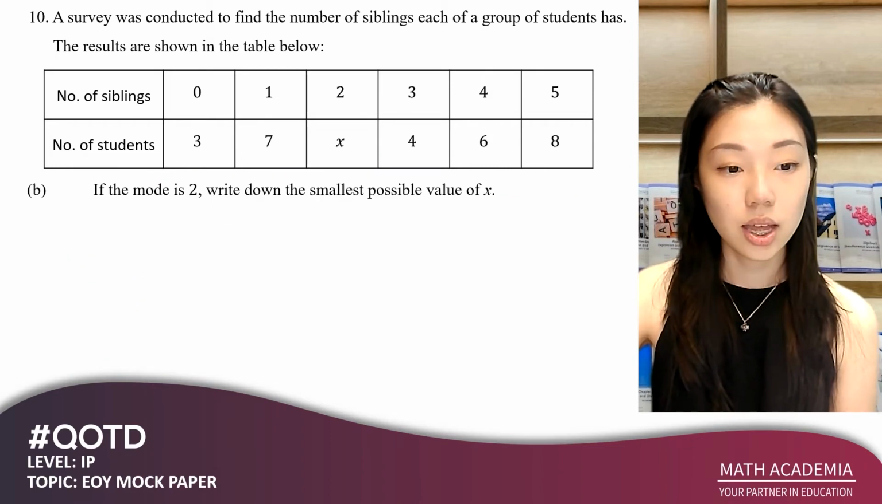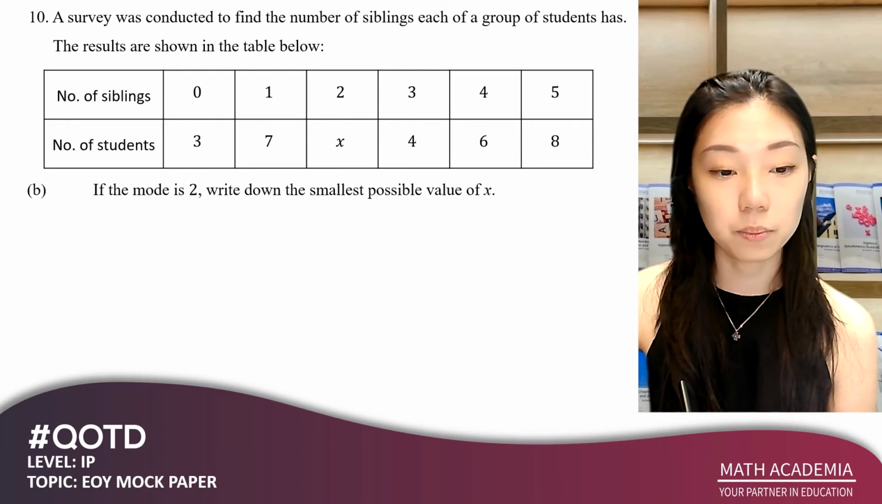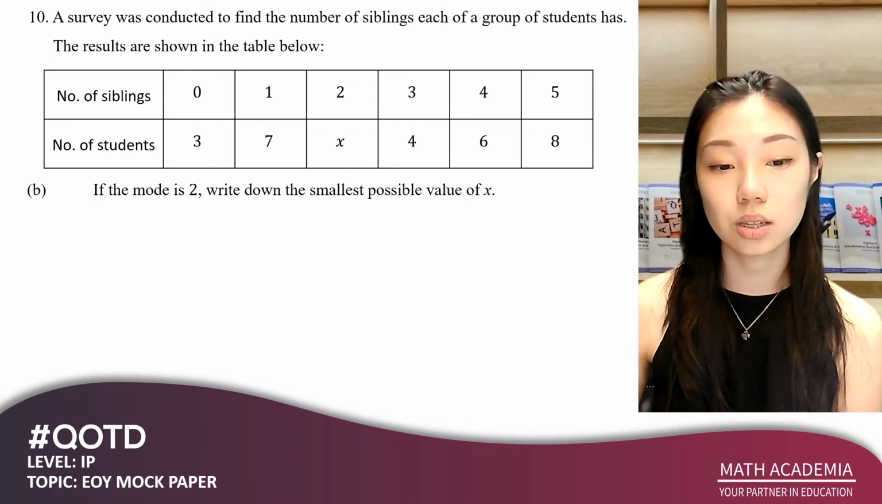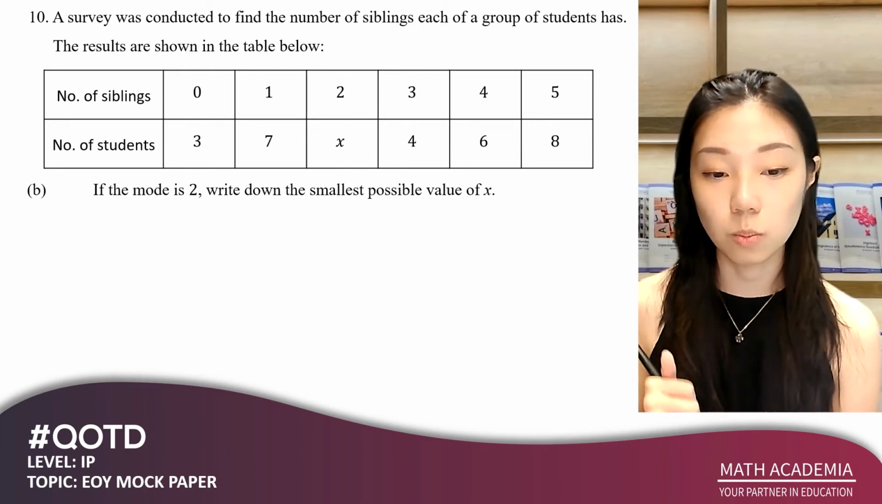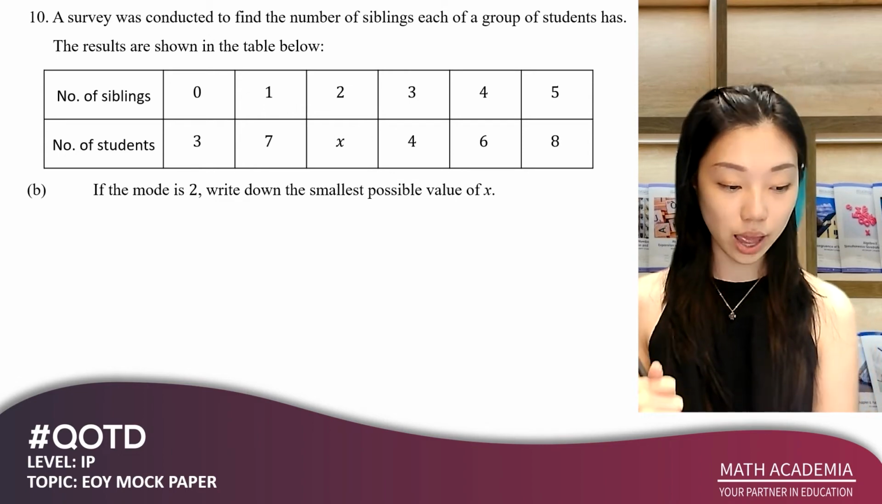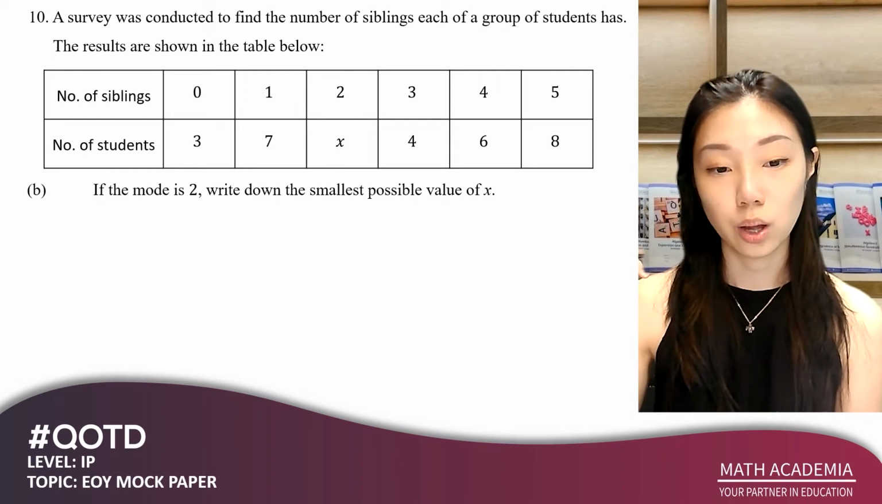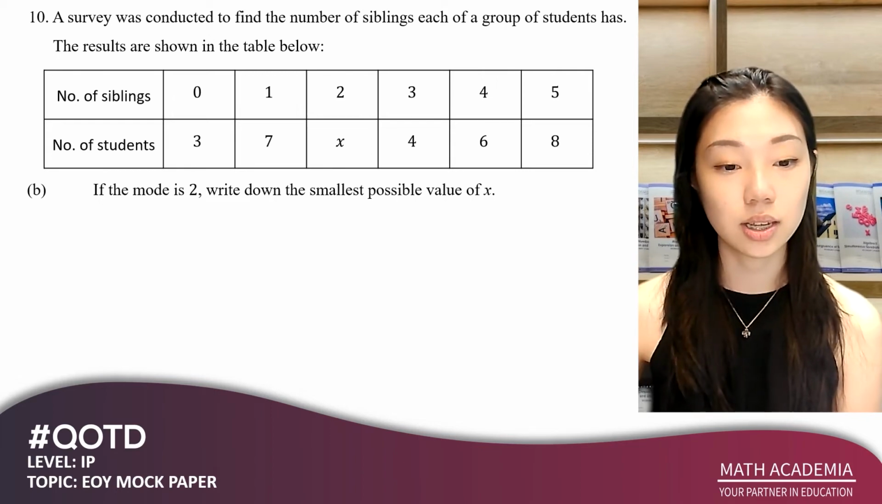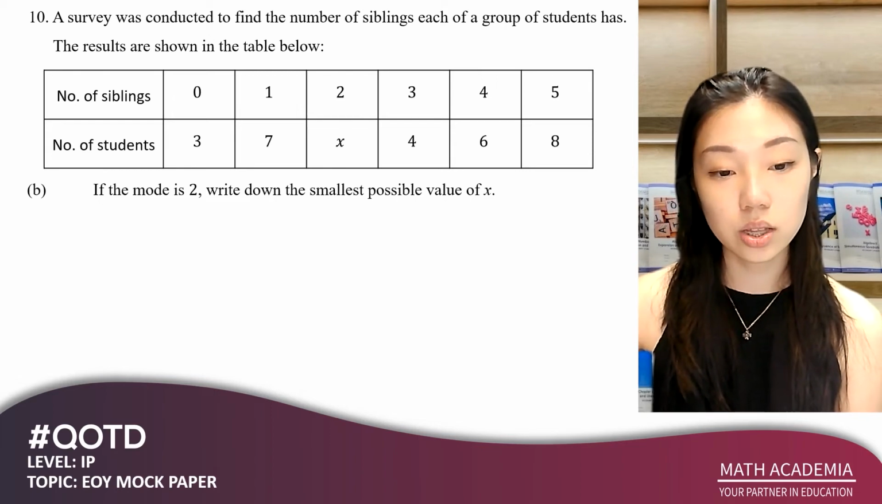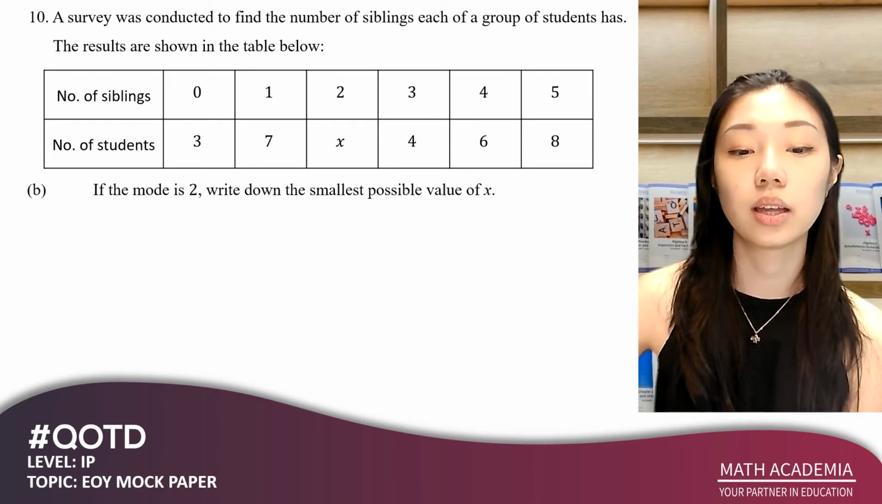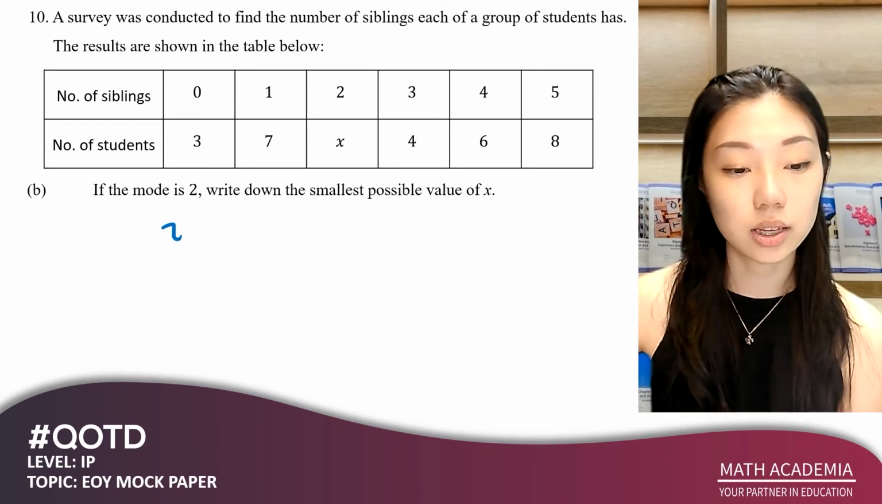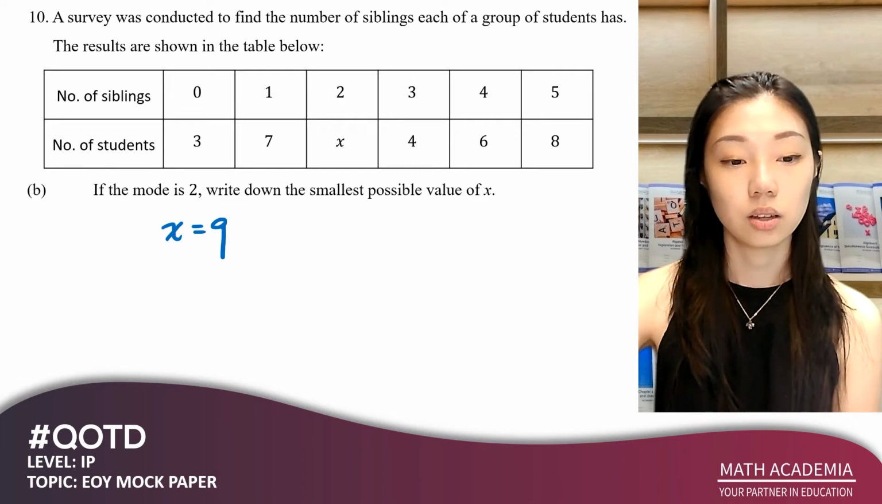Now let's look at question 10, part B. If the mode is 2, write down the smallest possible value of x. If the mode is 2, the mode is the value with the highest frequency, right? So it cannot be any smaller than 8. Therefore, x should be 9.